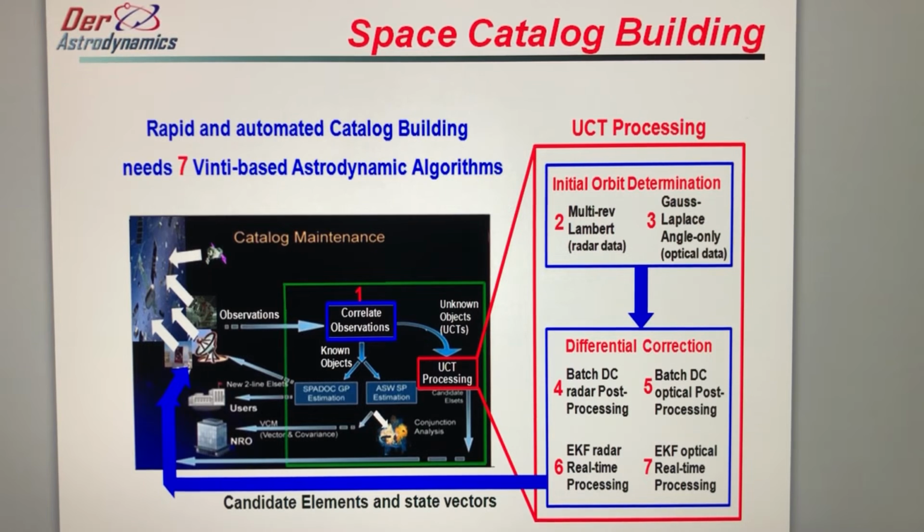Rapid space catalog building requires analytic astrodynamic algorithms that can rapidly process UCTs. This is why my book provides the source codes of 7 analytic Windy-based catalog building algorithms to process efficiently the UCTs.